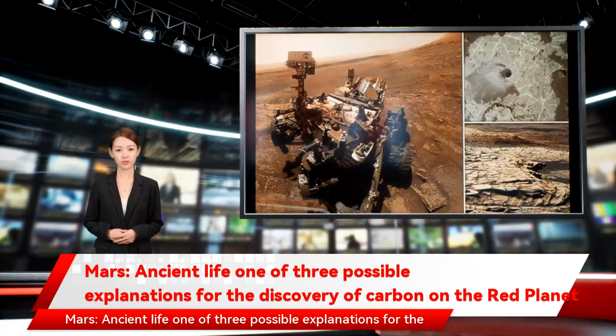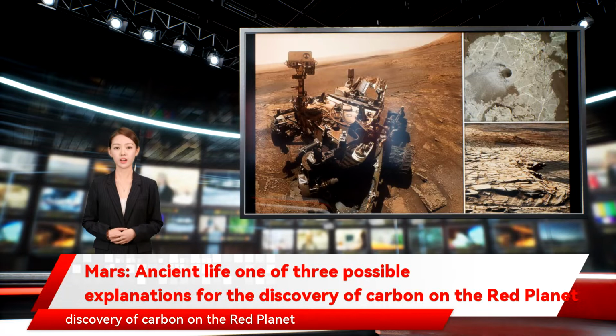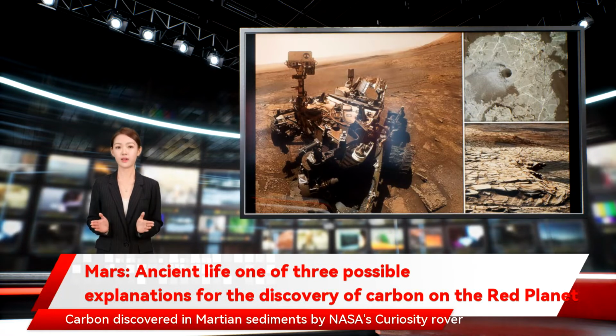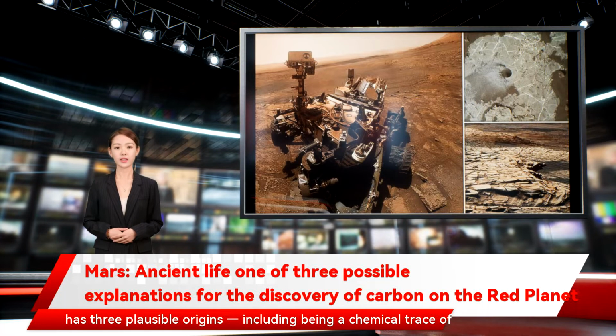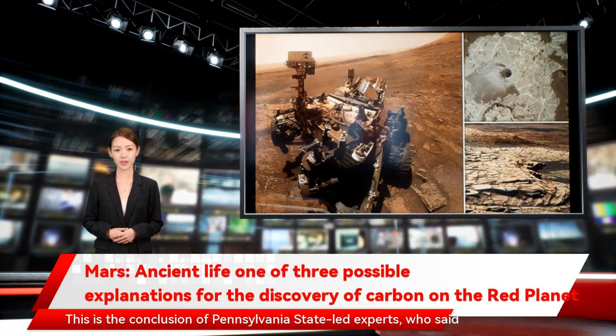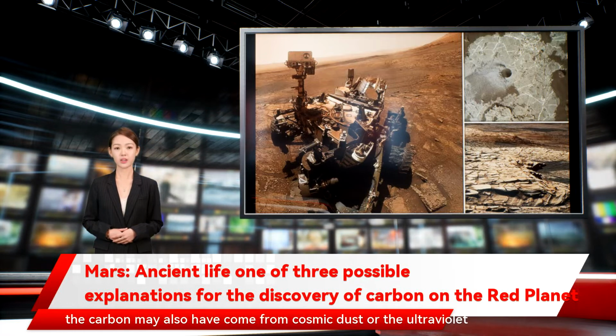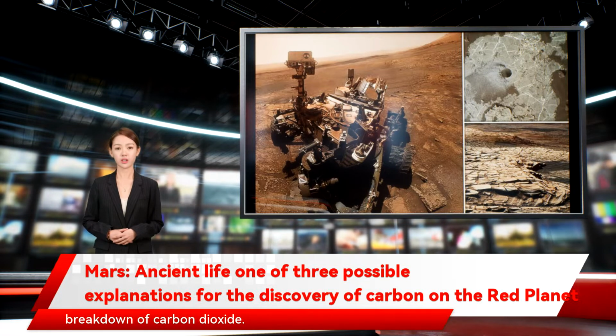Mars, ancient life. One of three possible explanations for the discovery of carbon on the red planet. Carbon discovered in Martian sediments by NASA's Curiosity rover has three plausible origins, including being a chemical trace of ancient microscopic life. This is the conclusion of Pennsylvania State-led experts, who said the carbon may also have come from cosmic dust or the ultraviolet breakdown of carbon dioxide.